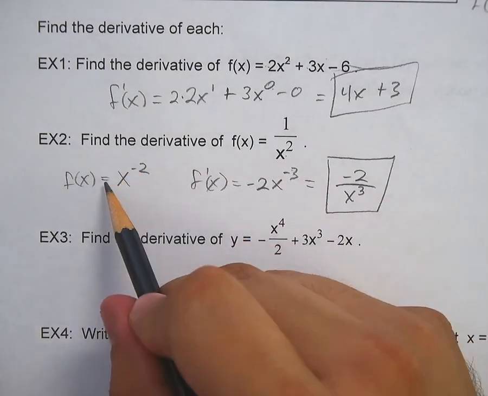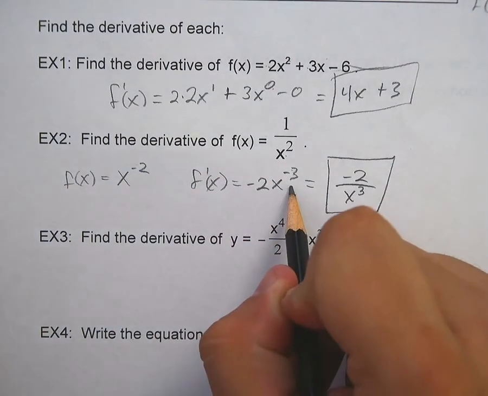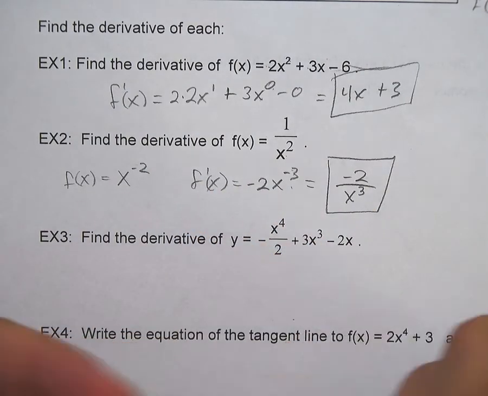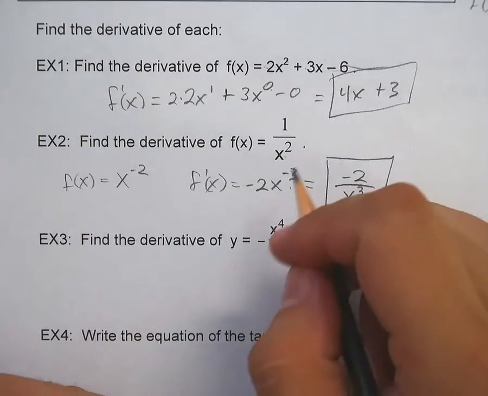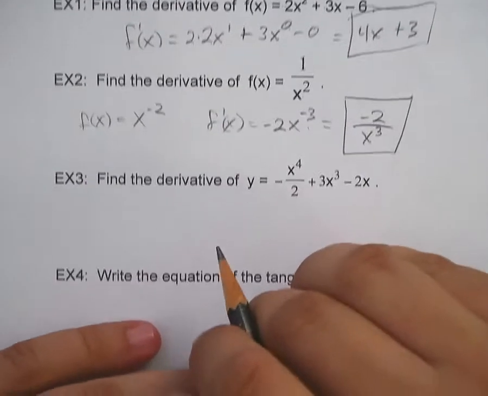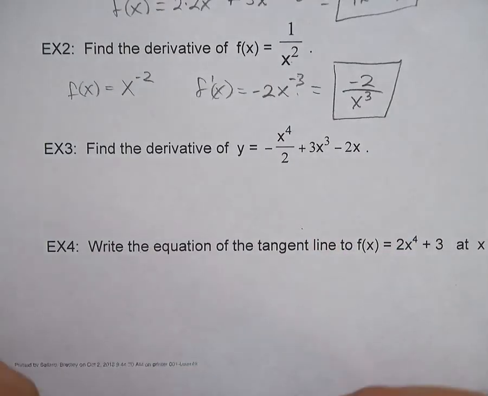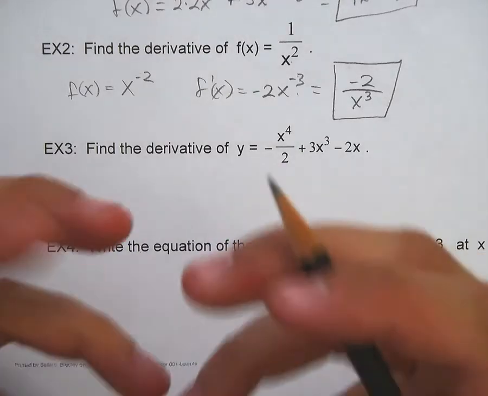Drop the power, take 1 away. Now this one, since I happen to be taking 1 away from a negative, it's just negative 2 minus 1, negative 3. And then move that back to the bottom. Easy way to deal with fractions there. Much, much easier than a lot of people are used to.